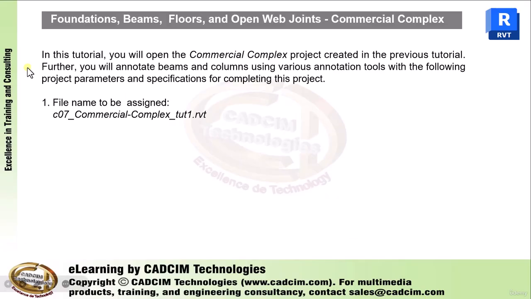Hello everyone. In this tutorial, you will open the commercial complex project created in the previous tutorial. Further, you will annotate beams and columns using various annotation tools with the following project parameters and specifications for completing this project. First one is the file name to be assigned to the particular project as C07 Commercial Complex Tut1.rvt.